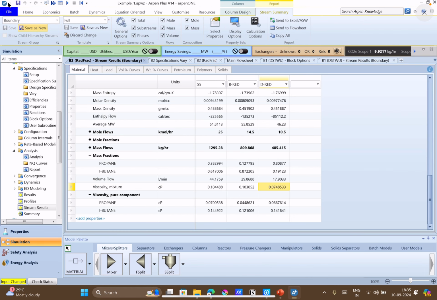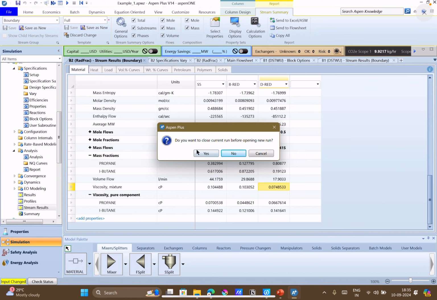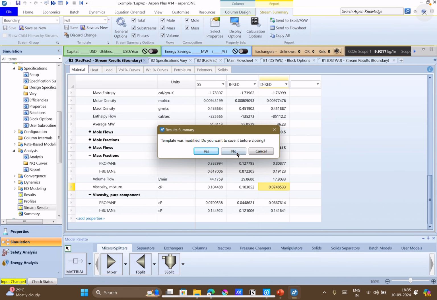Let me open a new file and hopefully it works now.